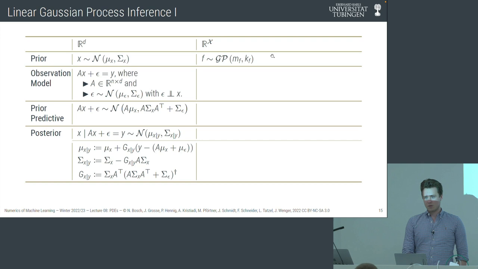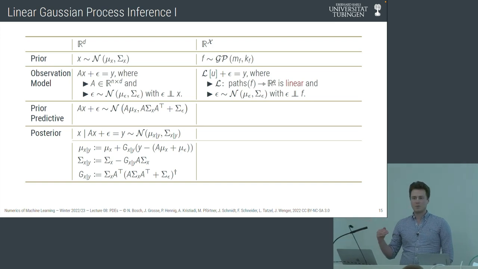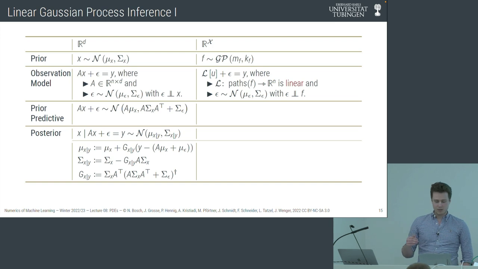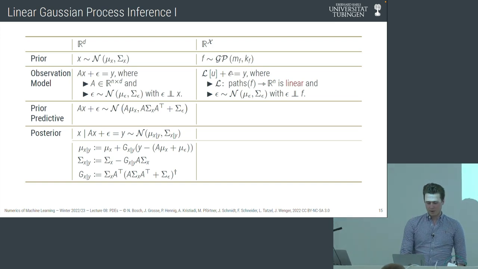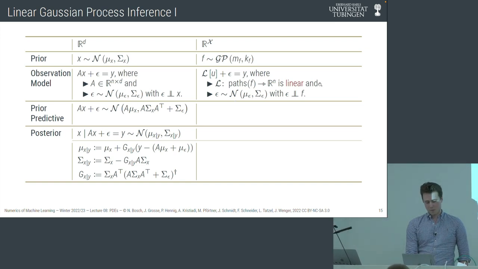We just use some GP prior here. And then, as before, we choose a linear operator. In this case, it's a linear operator that maps the sample paths of that GP onto R^n, so a set of n linear observations of that GP. And we introduce a noise variable here, which is independent of the GP. So this is just independent Gaussian noise, just as in the finite dimensional case.